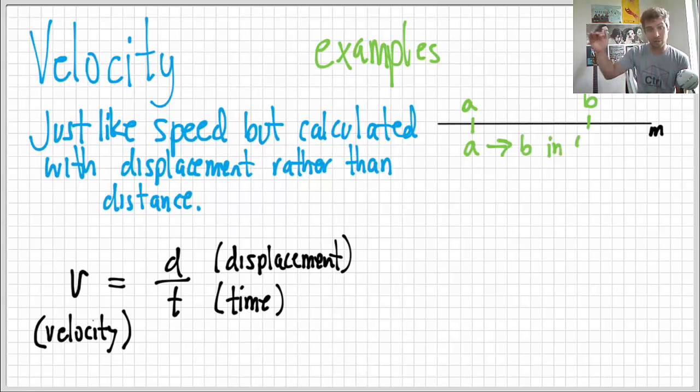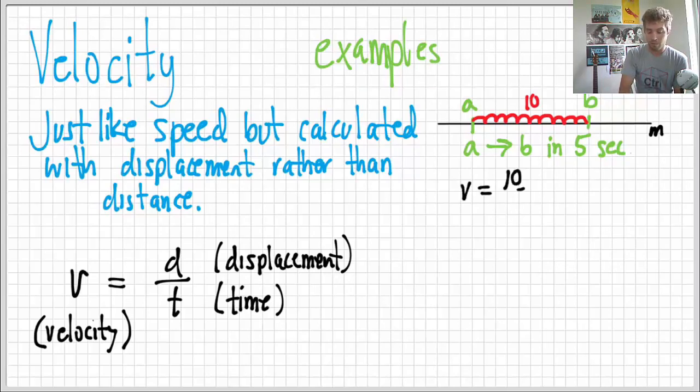So we have a timeline, we have A to B, and it's marked in meters, and we're told that we go from A to B in 5 seconds. If we count up the little lines from A to B, it's 10, so that's 10 meters in 5 seconds. v is 10 divided by 5, so 2, and it's meters divided by seconds, so meters per second. Easy, right?